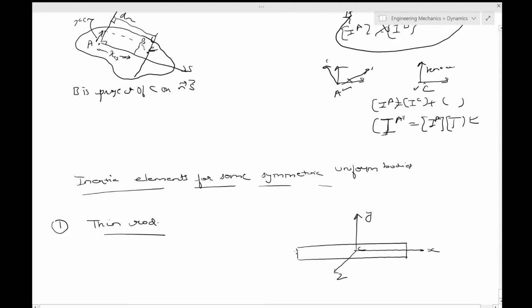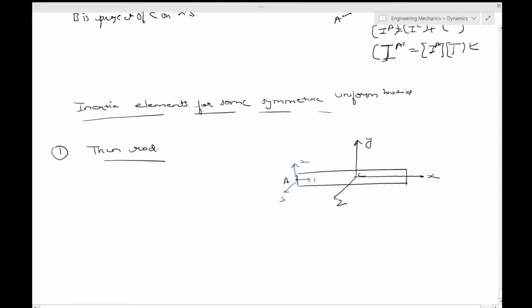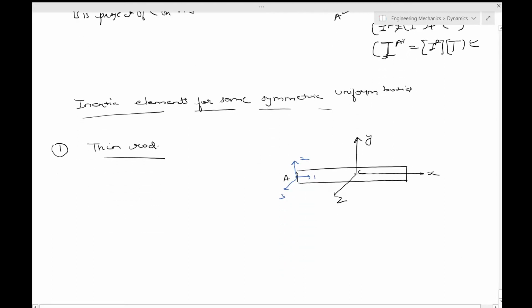Now take up a point A. So on this point A, you have another coordinate system, say 1, 2, and 3. Okay, so that's there. Now let's take up, so the length is L, mass is M.